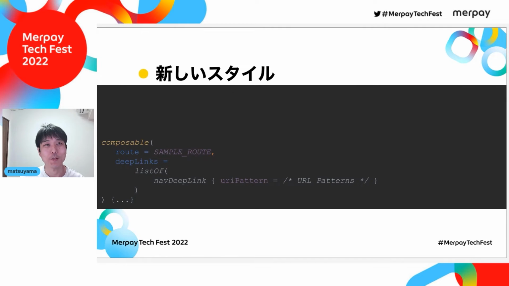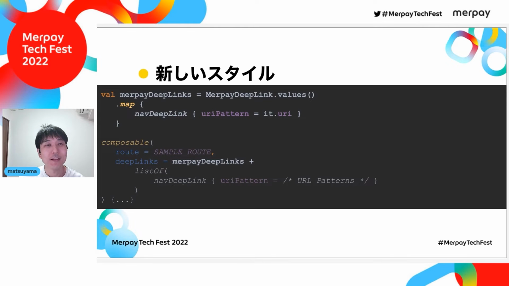For the convenience of the next code, I'm going to move the previous code down a little bit. The content has not changed. The deep links for Merpay were in one place, so we make a list of navDeepLink from it and pass it to deepLinks. This composable holds the Merpay tab inside. By doing this, we were able to realize deep link via the Merpay tab.